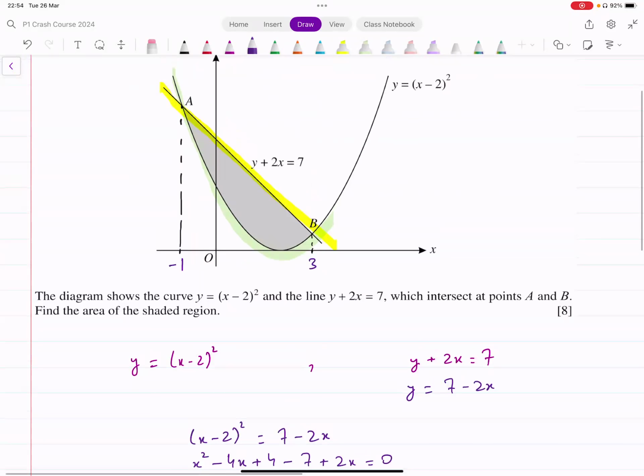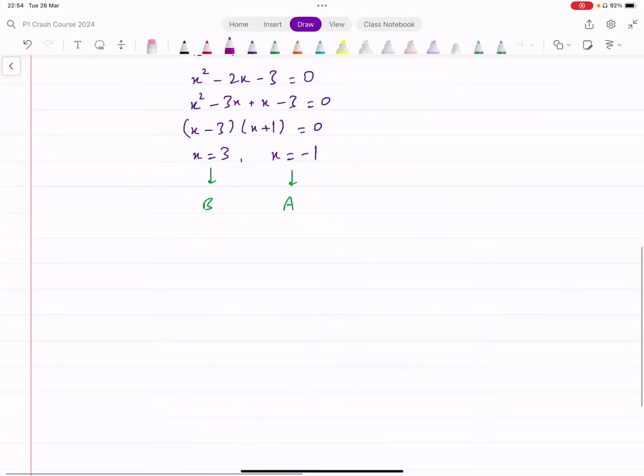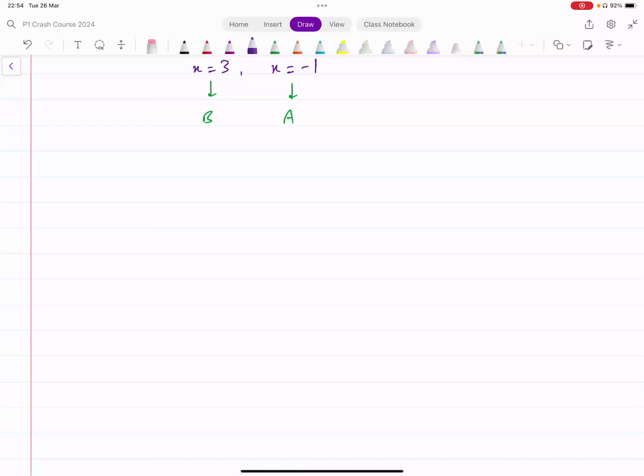So now you just need to integrate both functions, input limits, find the area of the upper graph with the x-axis, subtract from that the area between the lower graph and the x-axis. Let's try that. So we have two graphs here. We have an upper graph and a lower graph. Let's do that separately.